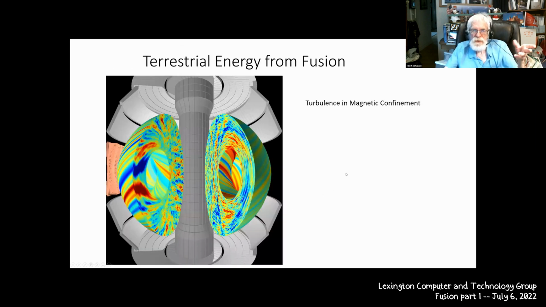Terrestrial energy from fusion. This is a recent supercomputer plot of turbulence in a spherical type of tokamak. Nobody's actually built one of these that operates at the fusion parameters range yet, but this is a prediction of what it might look like. If it did work that way, Department of Energy is promoting work in this area at the kind of early stages. University of Wisconsin has been involved with that kind of thing for quite a while. A few other places.